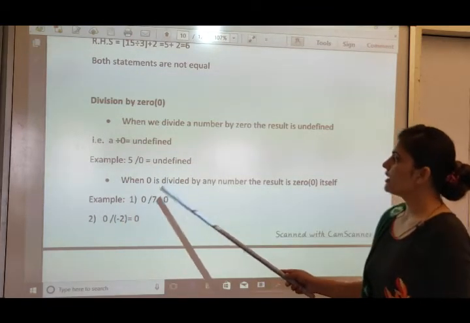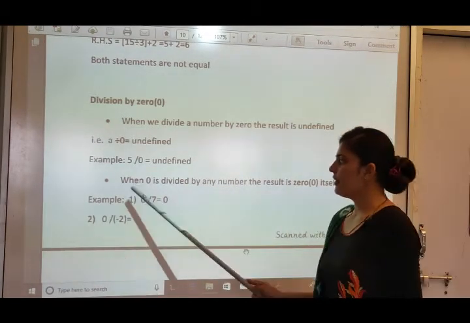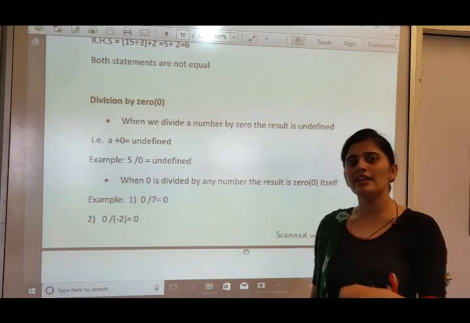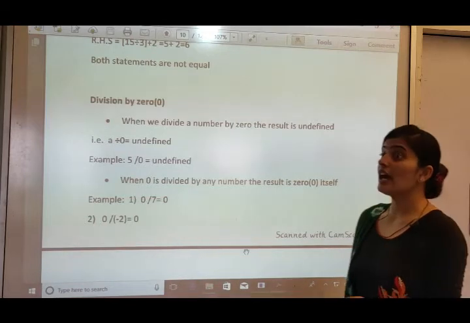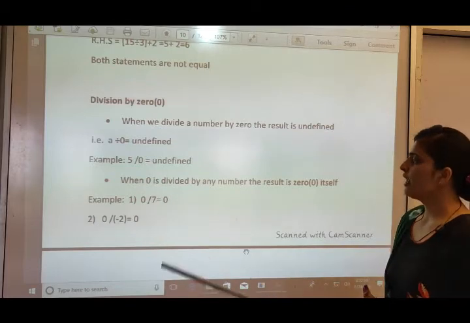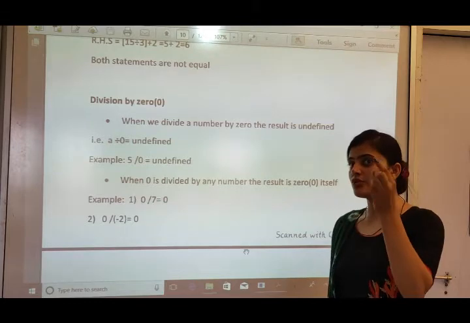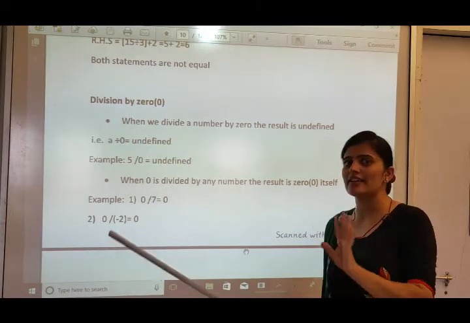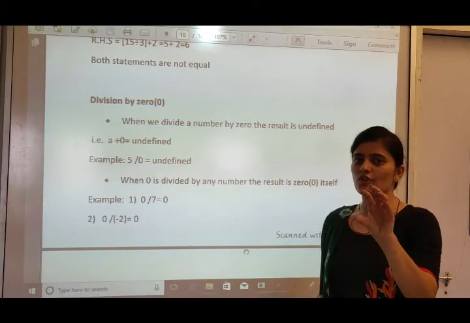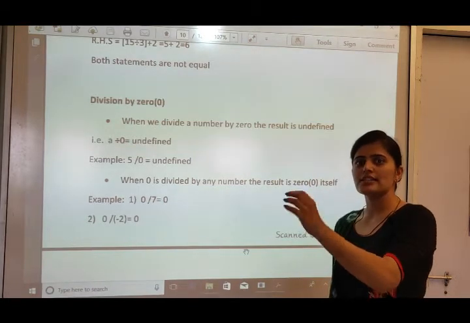Now when 0 is divided by any number, the result is 0 itself. Example 1: 0 divided by 7. If we are dividing 0 by any number, then the answer is 0. If we are dividing any number by 0, then the answer is undefined. So whenever 0 is in the numerator, the answer is 0. But if 0 is in the denominator, then the answer will be undefined. For easy remembrance, if 0 is at up, then the answer is 0. If 0 is at down, the answer is undefined.